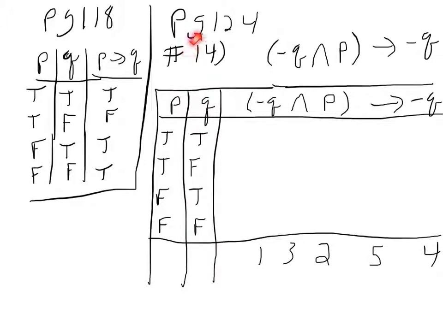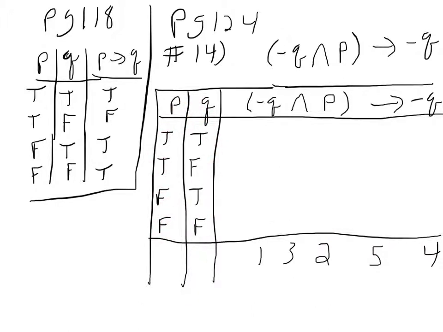Going to page 124, copy number 14 out of the book. It has some nots, and it has an and here, and then the conditional or if-then. So it has several parts. I'm going to assume that you know how to do these parts, and then column 5 is where your question is located. Okay, so let's start by listing all the possible outcomes.